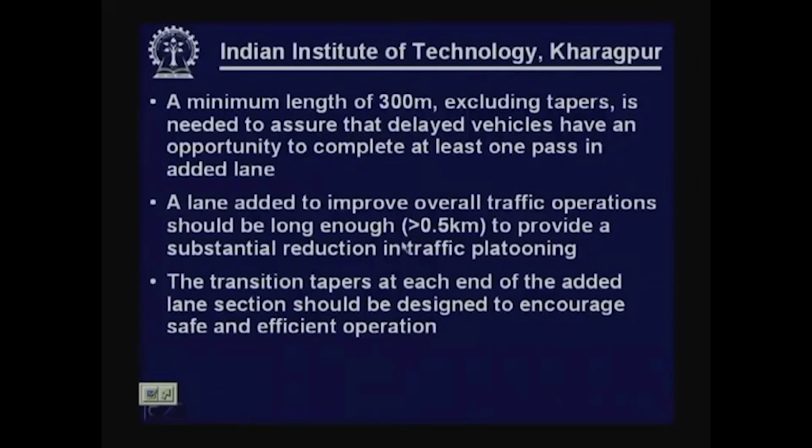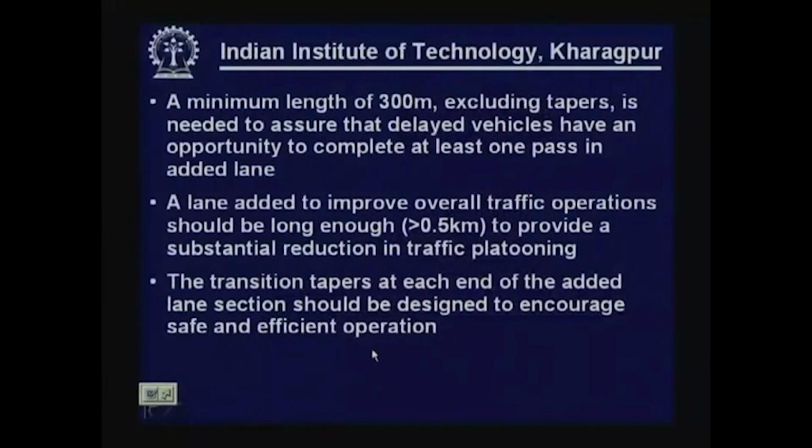it may happen that there is a long queue that has formed behind a slow moving vehicle. Under that case, when you are providing a passing lane, the length should be adequate, so that most of the vehicles can complete the passing maneuver, and the queue length is decreased substantially. So, in that case one needs to provide a slightly longer passing lane. That is why it is mentioned that a lane added to improve the overall traffic operations when there are long queues should be long enough to provide a substantial reduction in traffic platooning. The queue length should decrease.